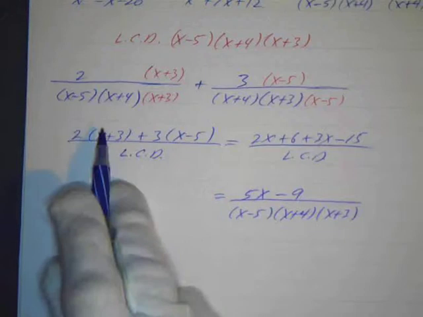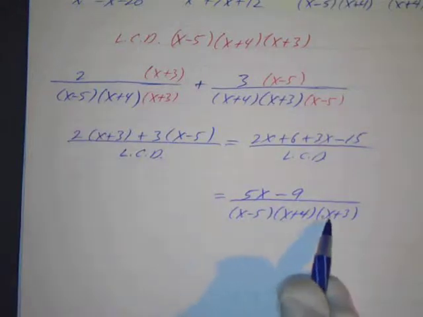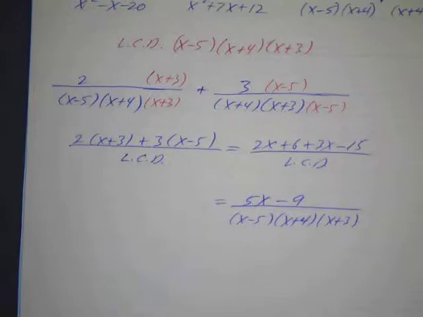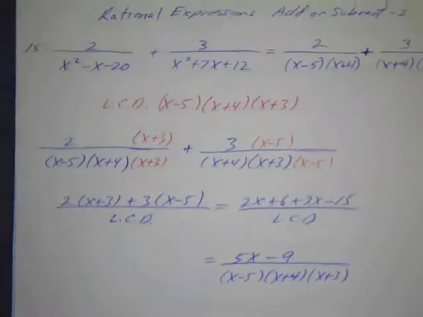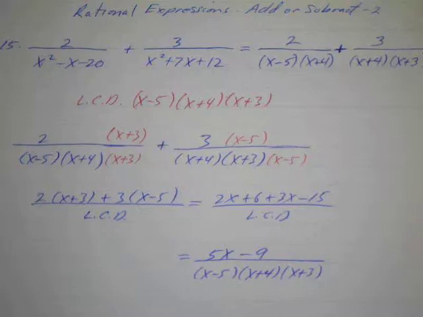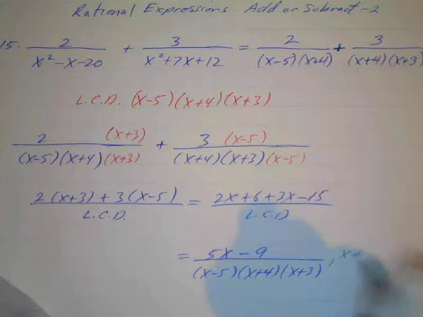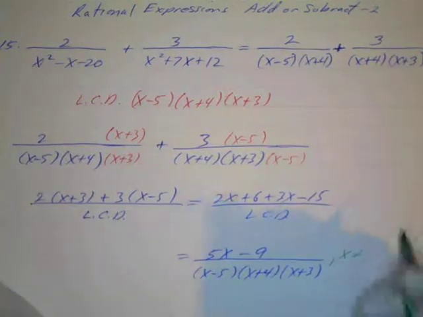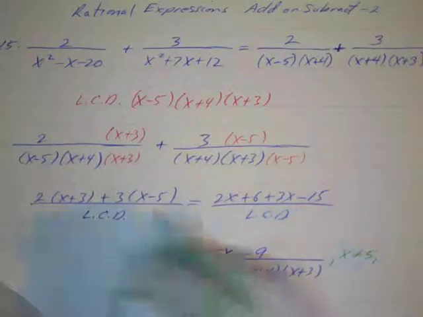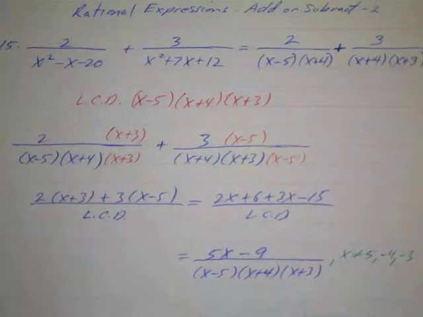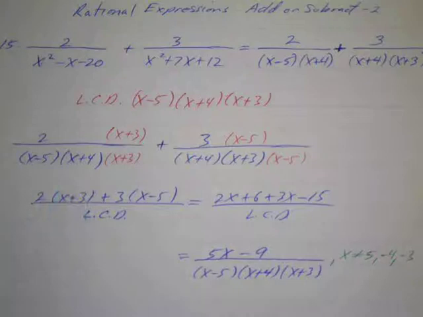And again, you've got all the restrictions on the domain. x cannot be 5, x cannot be negative 4, x cannot be negative 3. Okay? So those are a little bit harder. They take a little more time, so be aware of that. Nothing too difficult. You just have to go step by step. So let me put the restrictions on the domain here, since we have room. x cannot equal 5, or negative 4, or negative 3. Those are values that will make the denominator 0. Can't have that. x cannot equal 5, negative 4, or negative 3. Okay?